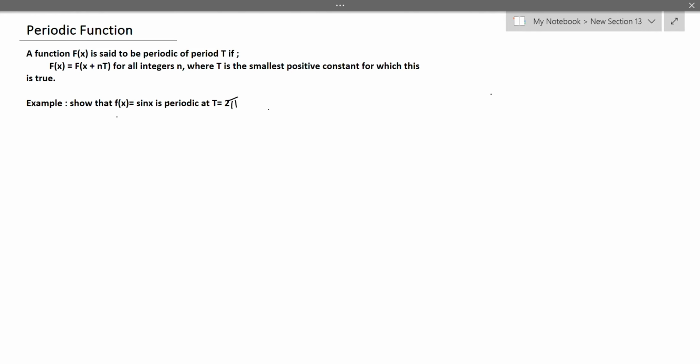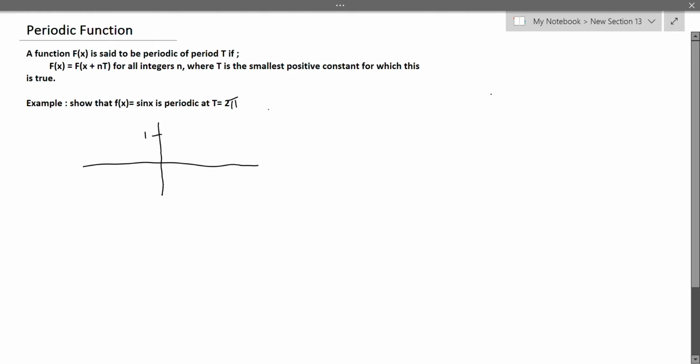Now we are asked to show that f of x equals sin x is periodic with T equals 2 pi. I want us to use two different approaches to show this. First of all, let's use the graph. Let's look at the graph of sin x. The highest you can get is 1 and the lowest is -1.